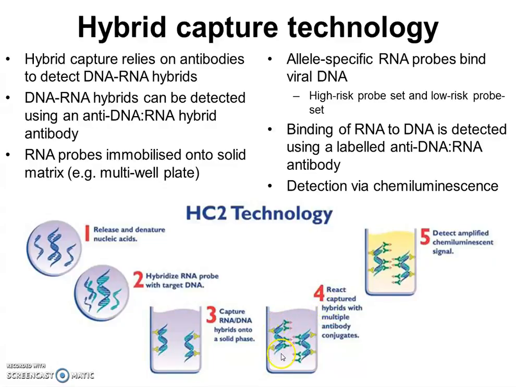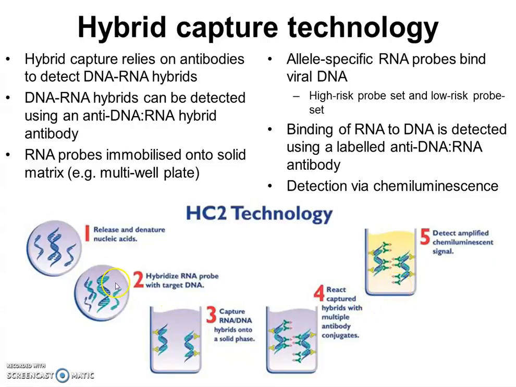Then the next stage is to detect how much DNA RNA hybrid has been captured using a detection antibody. So this is the same antibody as here, only it's labelled with an enzyme which will then convert a substrate into either a coloured product or, in this case, a chemiluminescent signal which will give off light.